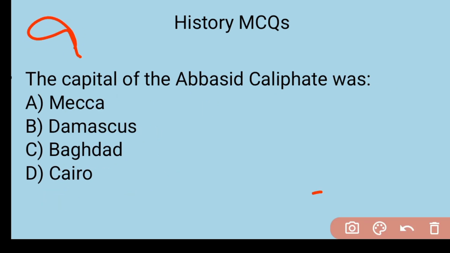Question number 9. The capital of the Abbasid Caliphate was A. Mecca, B. Damascus, C. Baghdad, D. Cairo. Okay, the right answer is Baghdad. The Abbasids ruled from a center at Baghdad. Before that, however, it was in Damascus under the Umayyad dynasty.